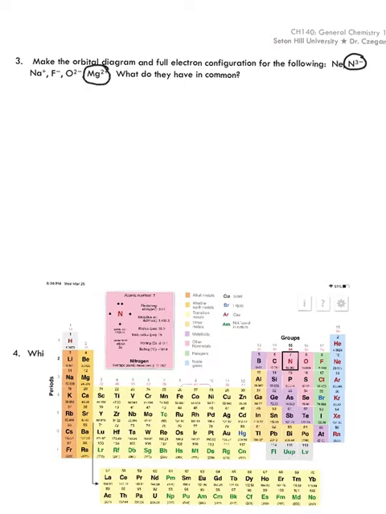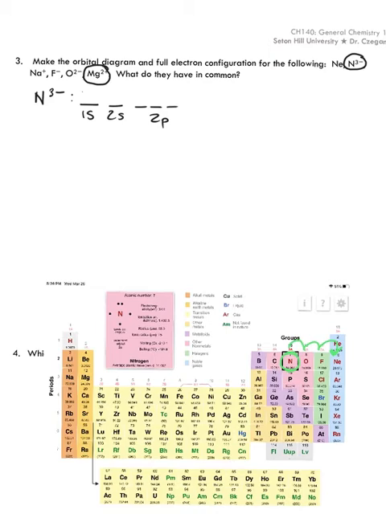So let's start with nitride ion. Let's look down at the periodic table and identify where nitrogen is. It's in the 5th column of the periodic table. To be like a noble gas, it's going to gain 1, 2, 3 electrons. So when we make the orbital diagram and electron configuration, we're going to start with the orbital diagram.